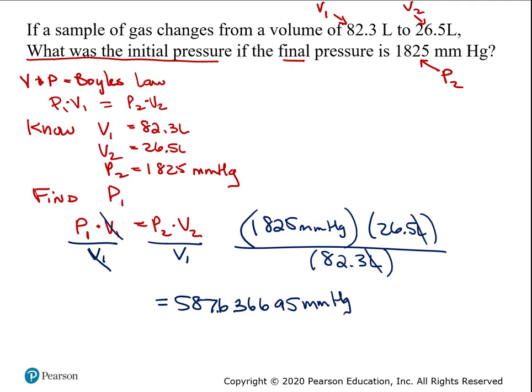No. So the last thing to always do is go back to the measured units in the problem. How many significant figures in 82.3? 3. How many in 26.5? 3. How many in 1,825? 4. So that means that my answer needs to have 3. So the first 3 that I get to is the 5, 8, and the 7. I'm just going to round to 588. 3 significant figures.